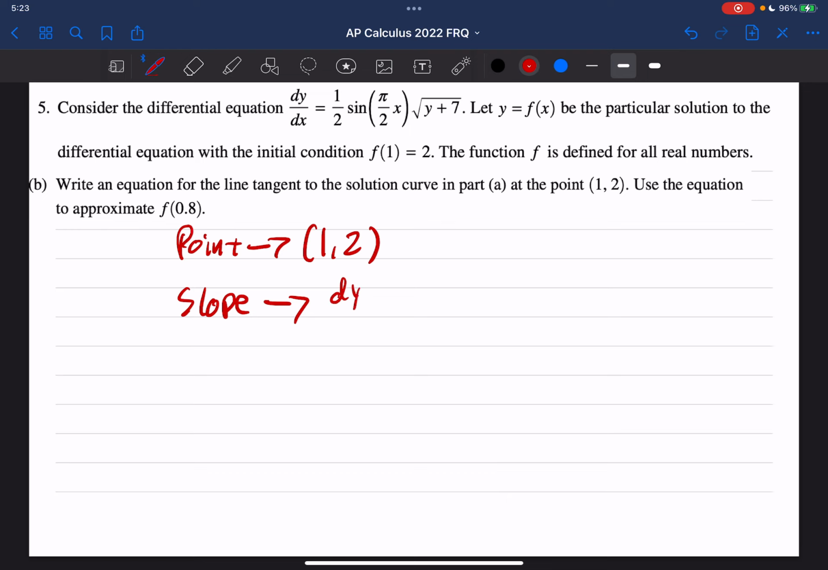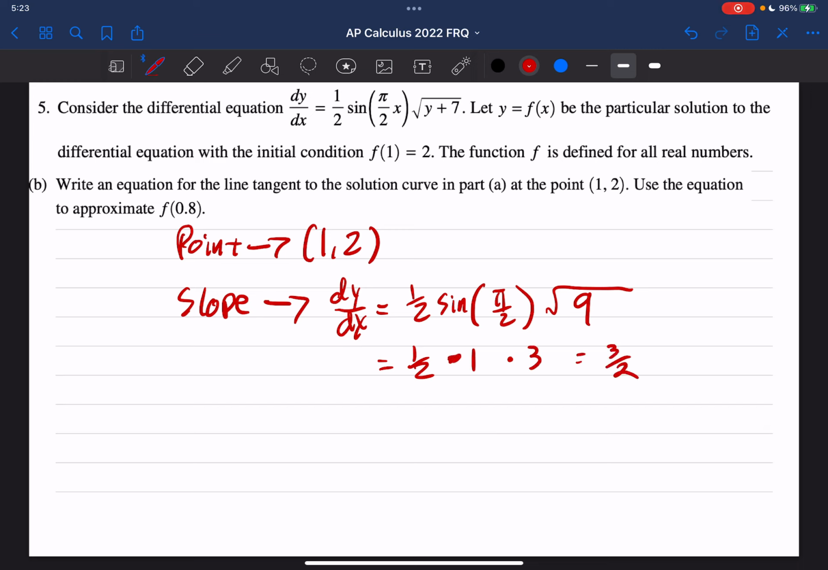Our slope, dy/dx, equals 1/2 sine of pi over 2 x. X is 1, so we can leave it as pi over 2. Y is 2, so y plus 7 is 9. So we have 1/2 sine of pi over 2, which equals 1, times the square root of 9, which is 3. So we get 3/2. So the equation of our tangent line in point slope form is y minus 2 equals 3/2 times x minus 1.